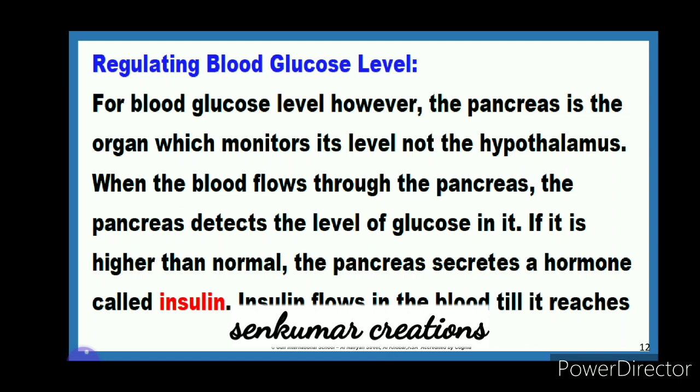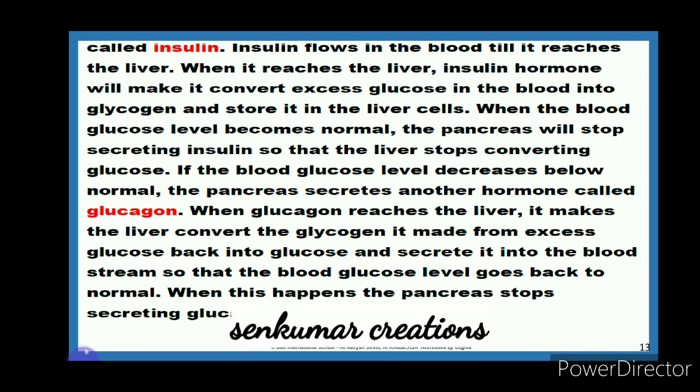So insulin flows in the blood till it reaches the liver. When it reaches the liver, the insulin hormone makes it convert excess glucose in the blood into glycogen and store it in the liver cells. Okay? Do you understand? The glucose is now converted into glycogen and stored in the liver.